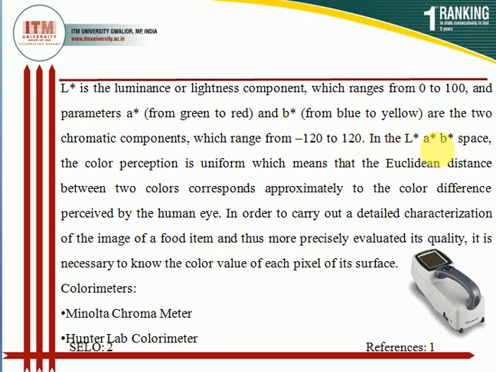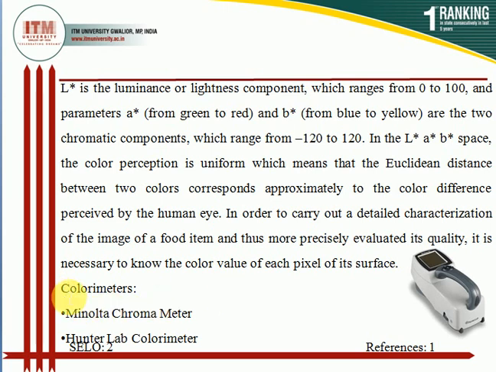In the LAB space, the color perception is uniform, which means that the Euclidean distance between two colors corresponds approximately to the color difference perceived by the human eye. In order to carry out a detailed characterization of the image of a food item and thus more precisely evaluate its quality, it is necessary to know the color value of each pixel on its surface.